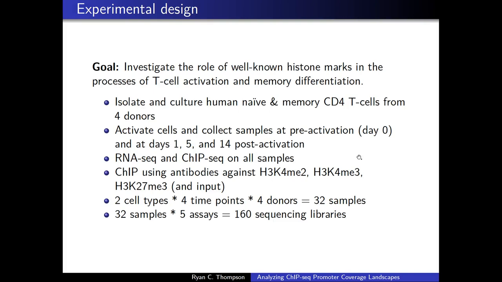On each of those samples, we do RNA-seq to get gene expression, and we do ChIP-seq using antibodies against 3 different histone marks: H3K4 dimethyl, H3K4 trimethyl, and H3K27 trimethyl. And then we also sequence the input DNA as a control for the ChIP-seq. So altogether, that adds up to 160 sequencing libraries. So it's quite a large project.